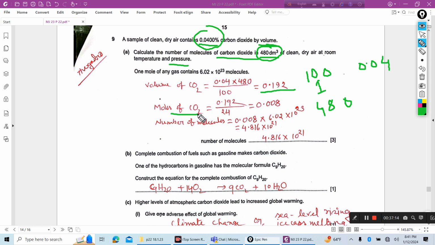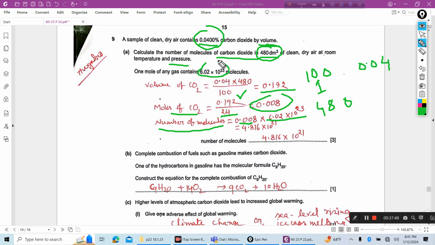Now moles of carbon dioxide, number of moles is volume divided by molar volume. Molar volume is 24 dm cube. So number of moles of carbon dioxide is volume of carbon dioxide divided by molar volume. This mole is 0.008. Now number of molecules equals number of moles into the Avogadro constant, 6.02 10 to the power 23, which is given.